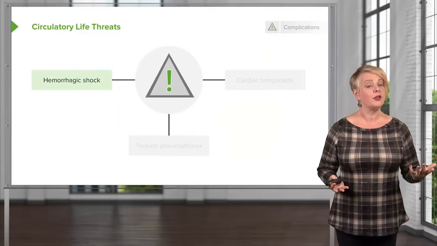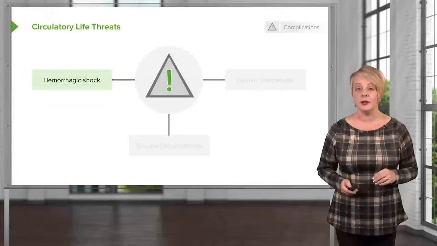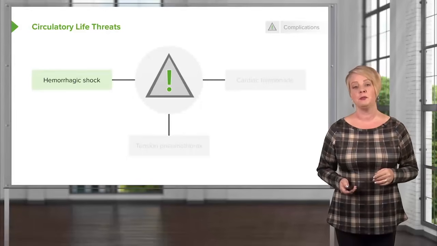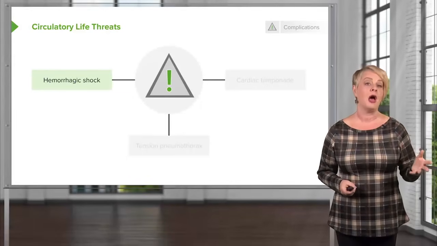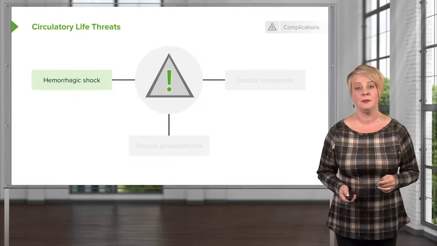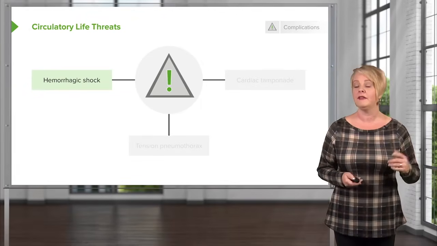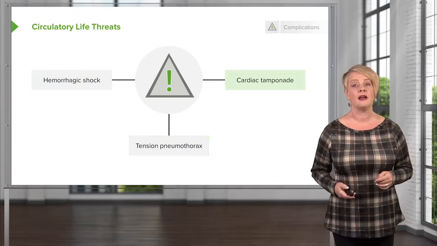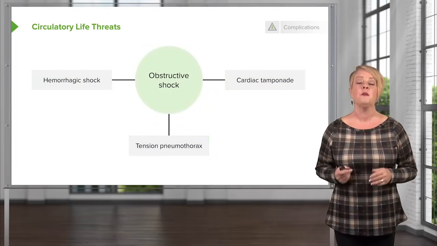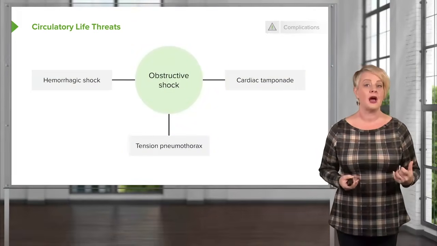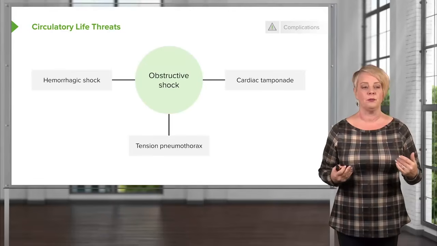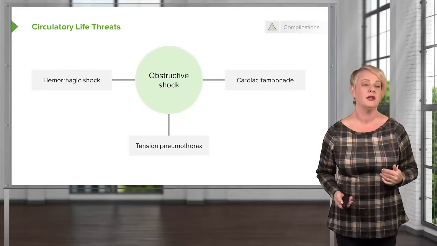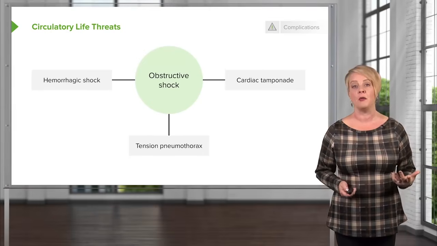So our big circulatory life threat, like I already mentioned, is going to be hemorrhagic shock. Trauma is strongly associated with blood loss, and this is by far the most common cause of death among traumatically injured patients. However, we want to consider other causes of shock as well, specifically tension pneumothorax and cardiac tamponade. Both of these are forms of obstructive shock where the injury prevents normal blood flow back to the heart from the venous circulation and impairs cardiac output that way.